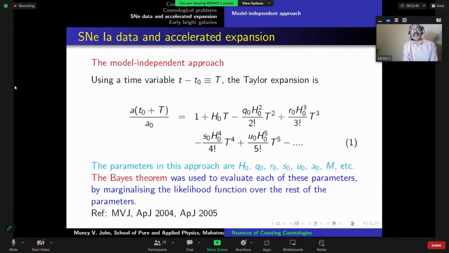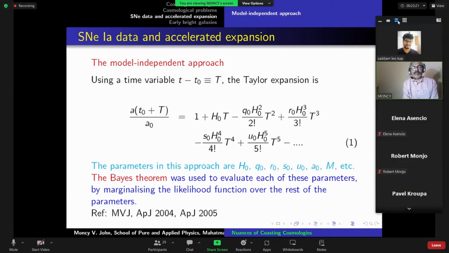Instead of a scale factor a(t) as a solution of a Friedmann equation, we can think of a(t) as a Taylor expansion about some time, t0. So the equation will look like this. We can truncate the series to some finite number of terms. These are the parameters in this model. H0 is the present value of the Hubble parameter. Q0 is the present value of the deceleration parameter, R0, S0, etc.